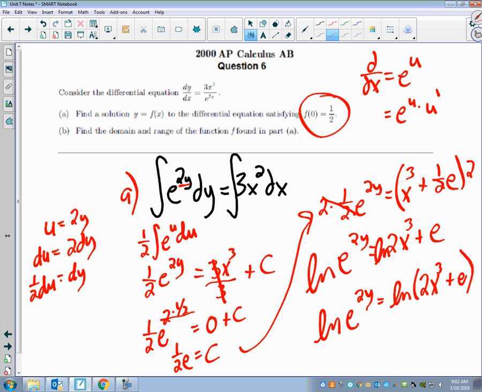So I'm just showing my work here. But ln of e cancels out. So this is why I didn't use absolute value bars this time. Because one, e can never be negative. And two, that just cancels out. And I get 2y equals ln of 2x cubed plus e. And then we can divide it all by 2.